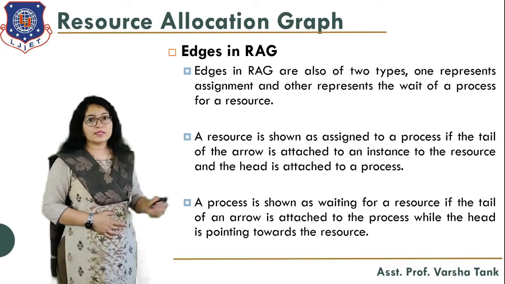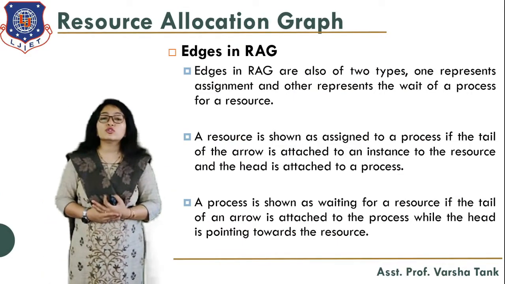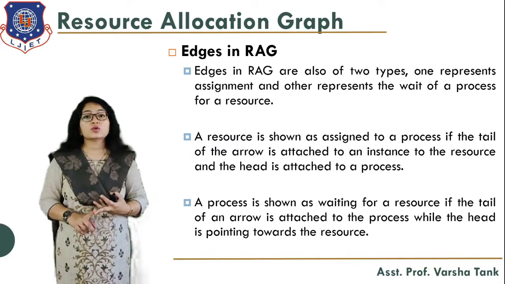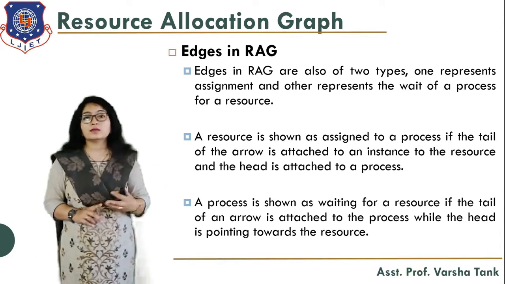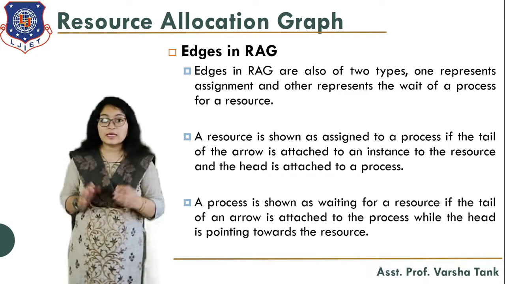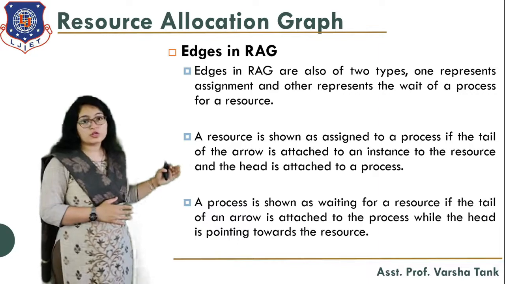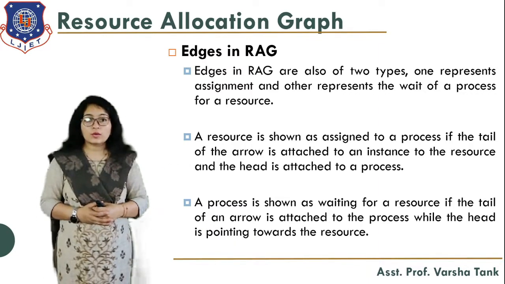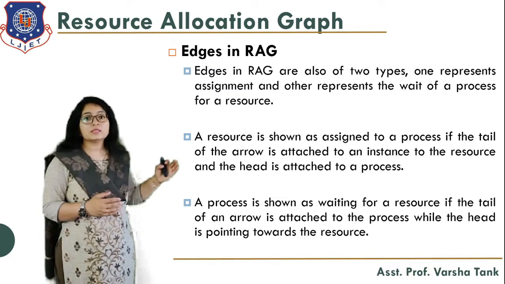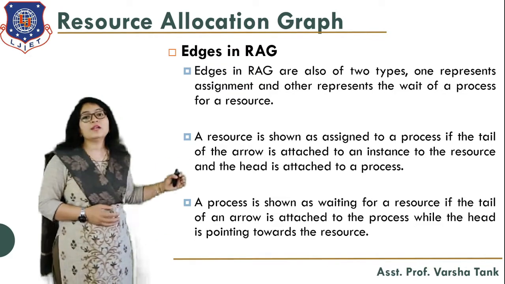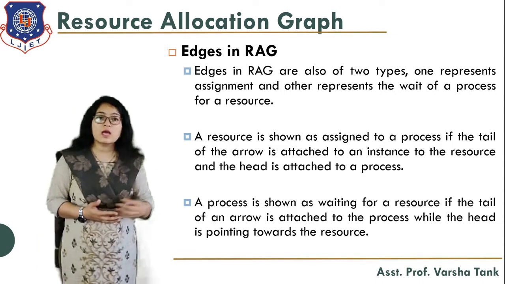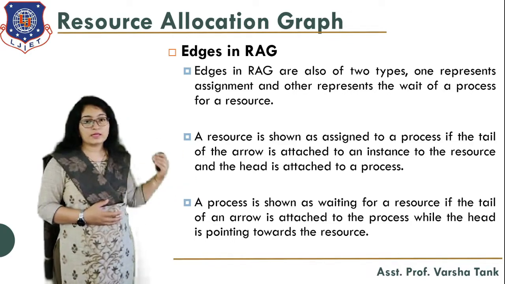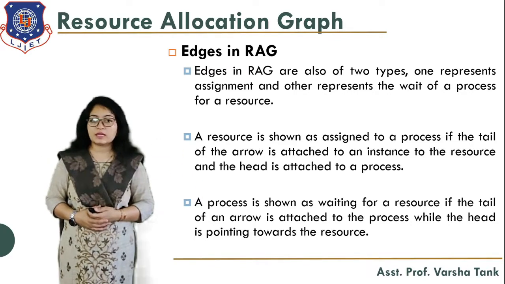Now edges in RAG. Edges in RAG are also of two types, which are the assignment edge and the request edge. A resource is shown as assigned to a process if the tail of the arrow is attached to the instance of the resource and the head is attached to the process. And a process is shown as waiting for the resource if the tail of the arrow is attached to the process while the head is pointing towards the resource. We have discussed that in the last lecture also, the assignment edge and the request edge.